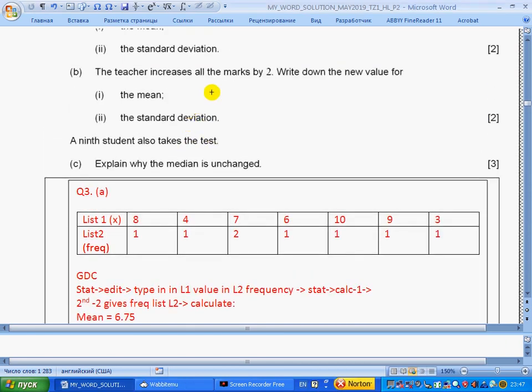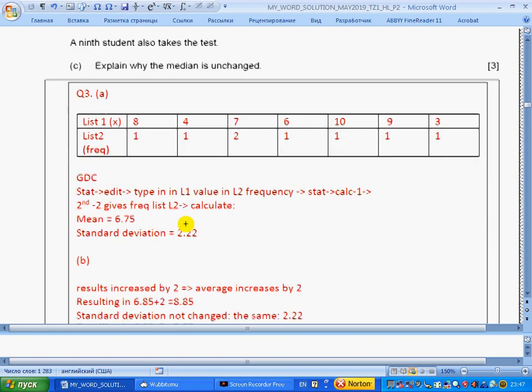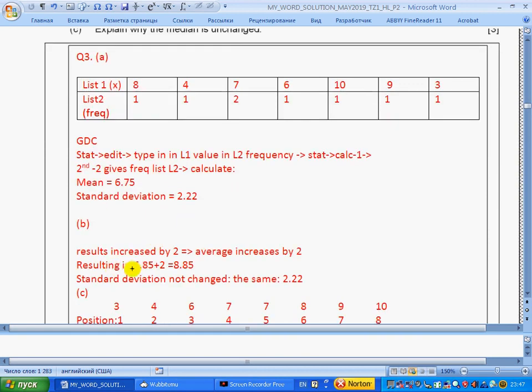The teacher increases all the marks by 2. Write down the new values for the mean and standard deviation. This you should know: if all results increase by 2, the average also increases by 2, from 6.75 to 8.75. Here I found a mistake earlier. The standard deviation stays the same because the marks are spread in the same way as before.